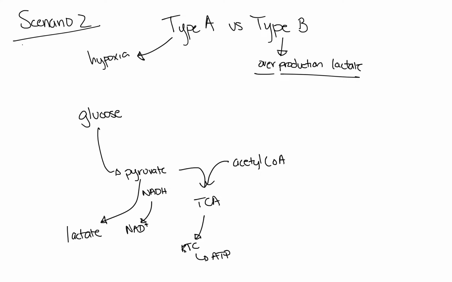Now, processes that block this step or make us lose or utilize too much NAD plus, which is critical for the TCA cycle, will lead us to increase our lactate production for two reasons. Either the pyruvate starts to build up and this becomes a chemical equation, and since it can't go in one direction, it's shunted into the other direction.